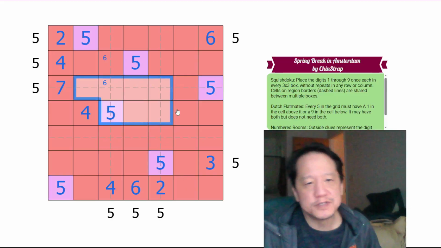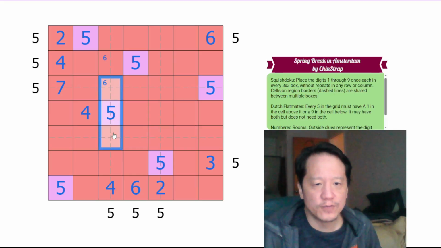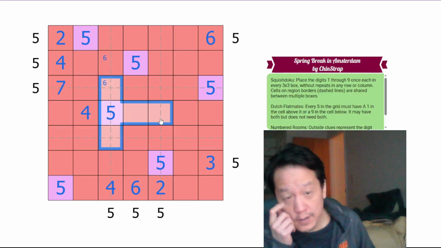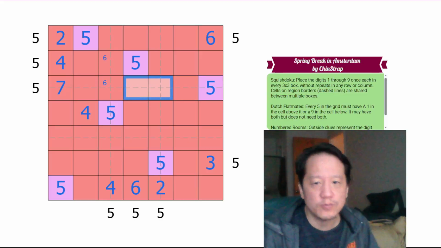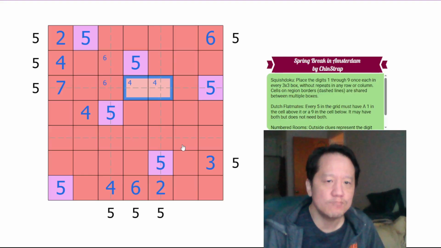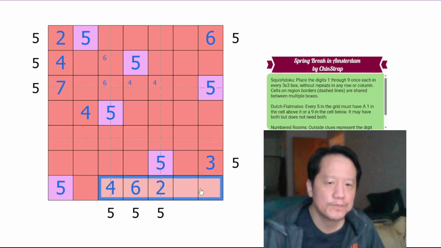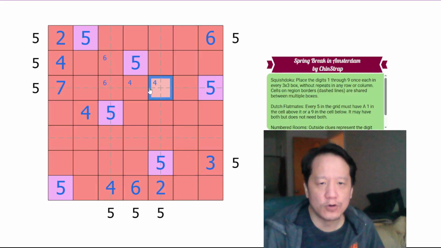Where is 4 in this central box then? Can't be here because of 4 in the column. Can't be here because of 4 in the row. Can't be here because of 4 in the box because of this 4. So 4 has to be one of these two cells. Okay. We are guaranteed a 4 here, so this cannot be 4 in the central box.